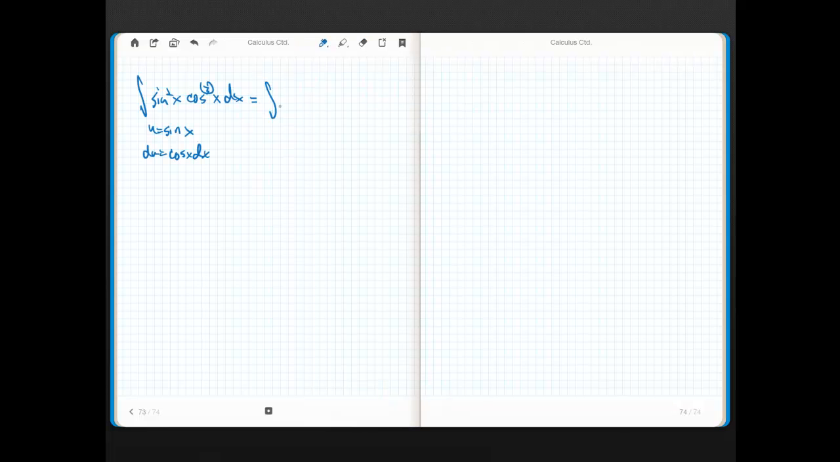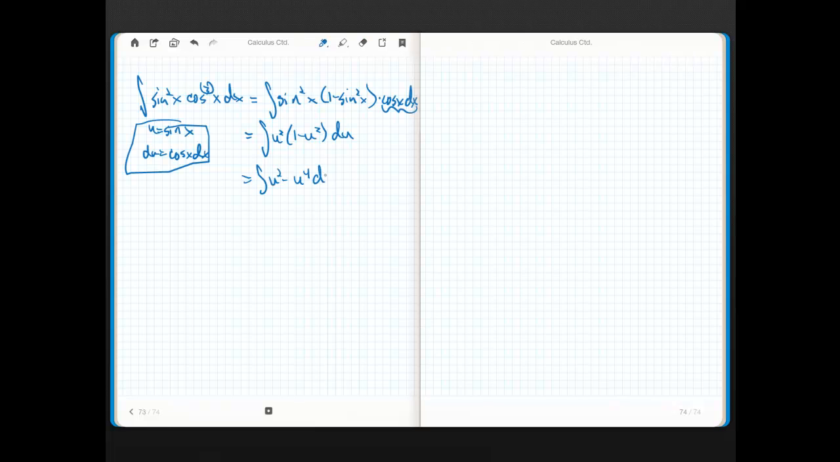Hopefully the spidey sense is tingling, and you're already seeing that this can be rewritten as sine squared x times 1 minus sine squared x, right, times cos x dx. And now look at how pretty that is. I need a cos x dx. u is sine, so wherever I see a sine, stick a u. This is the integral of u squared times 1 minus u squared times du, because that's what cos x dx is. This is the integral of u squared minus u to the fourth du.